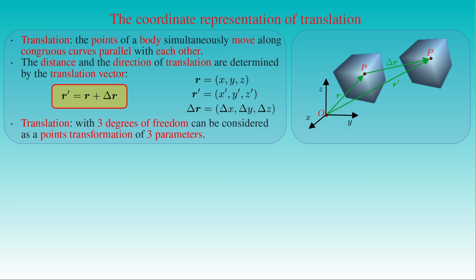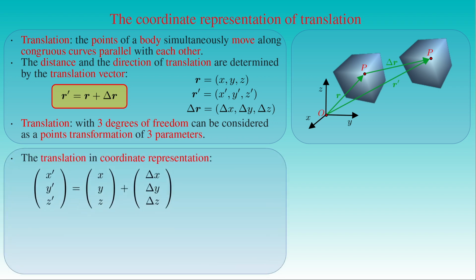Then the vector equation of translation represented in Cartesian coordinates states that the components x', y', and z' describing the position of the point P after translation are equal to the coordinates x, y, and z of the vector r describing its original position, plus the coordinates delta x, delta y, and delta z of the translation vector. The components of the position vector r' are simply the sums of the components of the position vector r and the translation vector delta r.